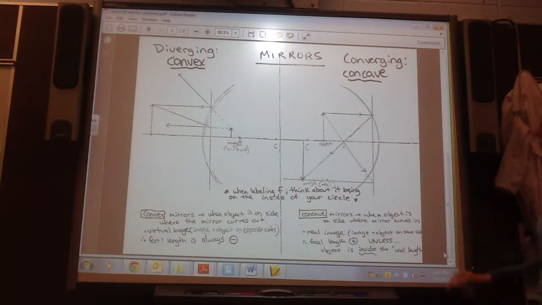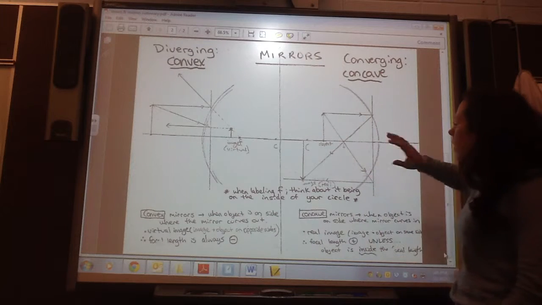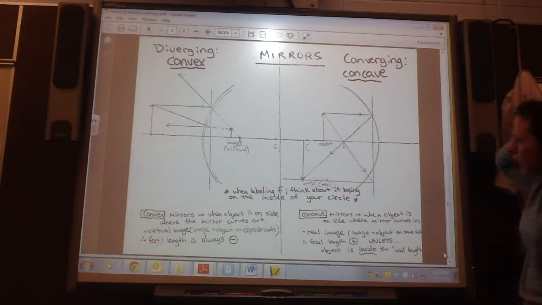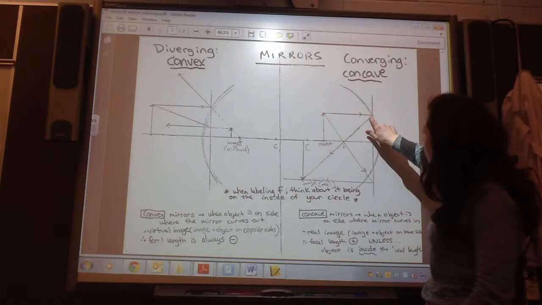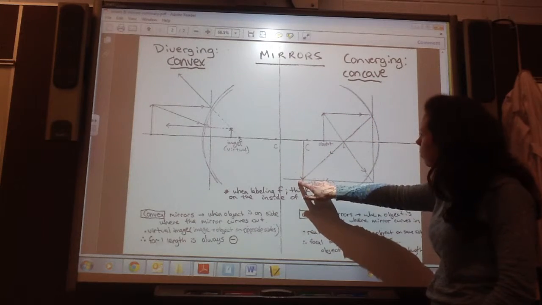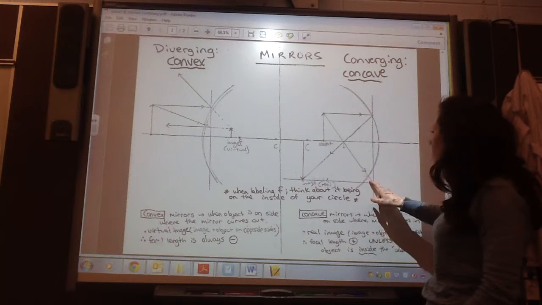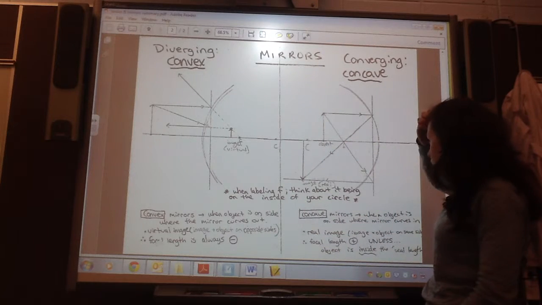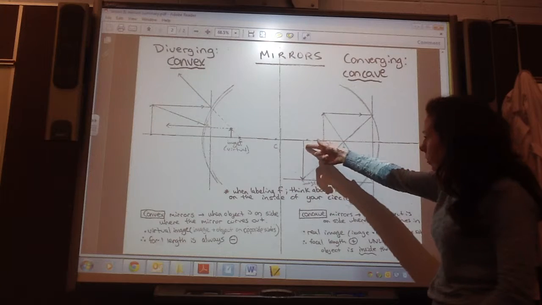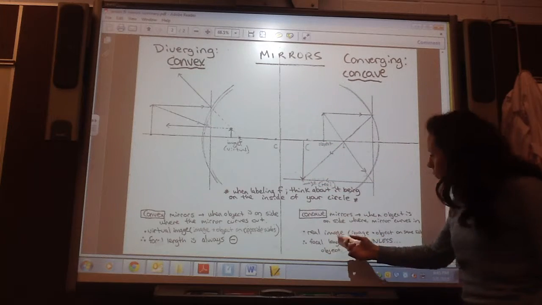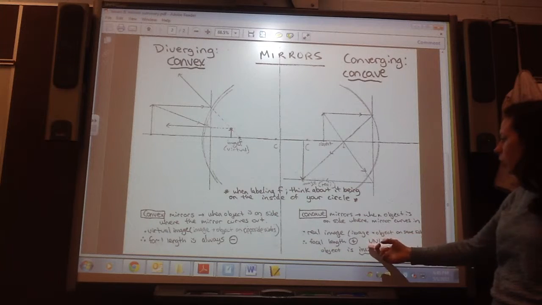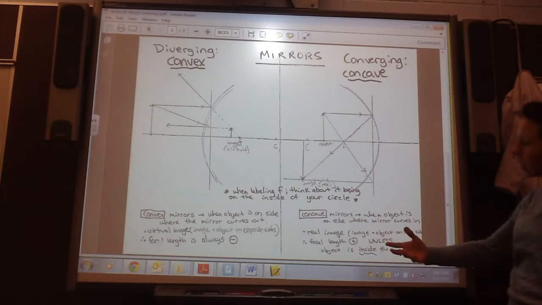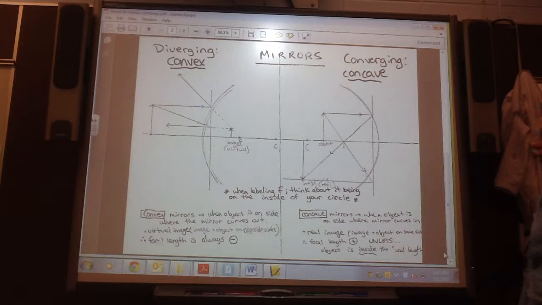Okay, so now our concave mirrors. Say we have our object here, it comes in parallel, comes back in the direction of the focal point, goes through the focal point, comes off parallel. So we get an image here. It's real. Real image means that the image and object are on the same side. The focal length is positive, unless, again, the object is on the inside of the focal length.